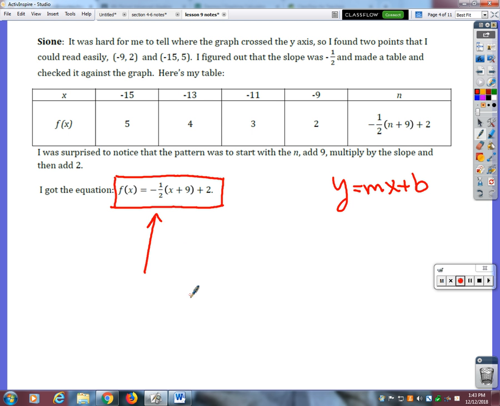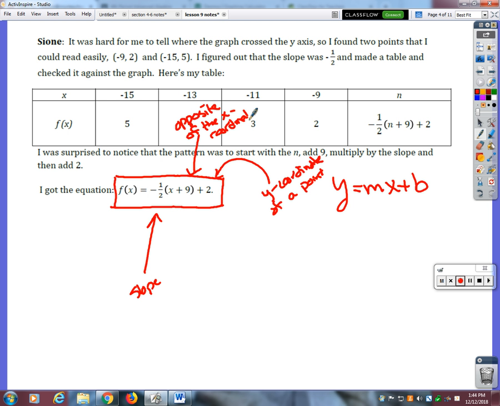That number right there is the what? That's the slope. That's the negative 1/2. Okay? This number right here is the y coordinate of a point. And this is a little bit strange, but it's the opposite of the x coordinate. So she chose to use that point right there. So the opposite of negative 9 is plus 9, and then she went plus 2.